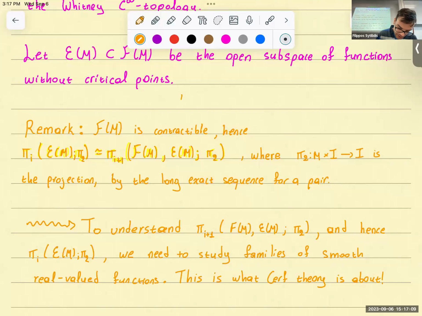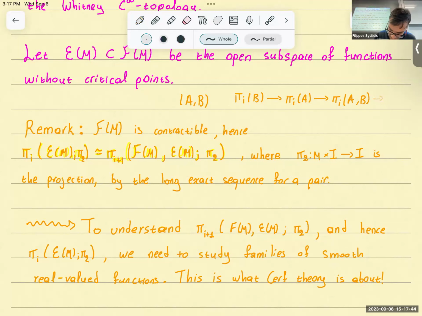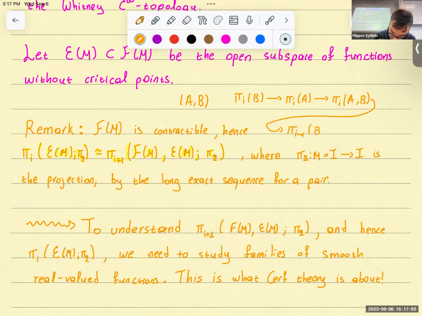So there is basically, if you give me a pair (A, B), I have a long exact sequence of homotopy groups that, let's see, I think it's pi1 of B in pi1 of A in pi1 of, if pi_i of A relative B, and then it loops down to pi_{i-1} of B and carries on like that. I think that's what it is.